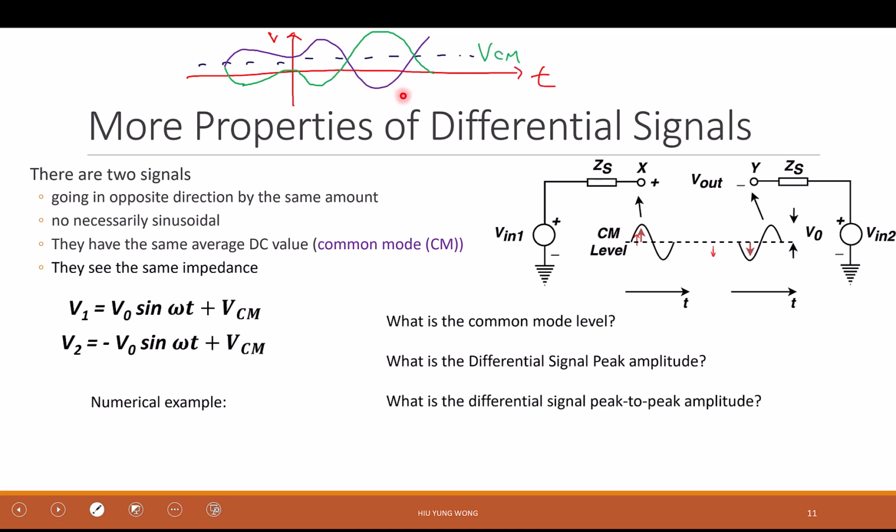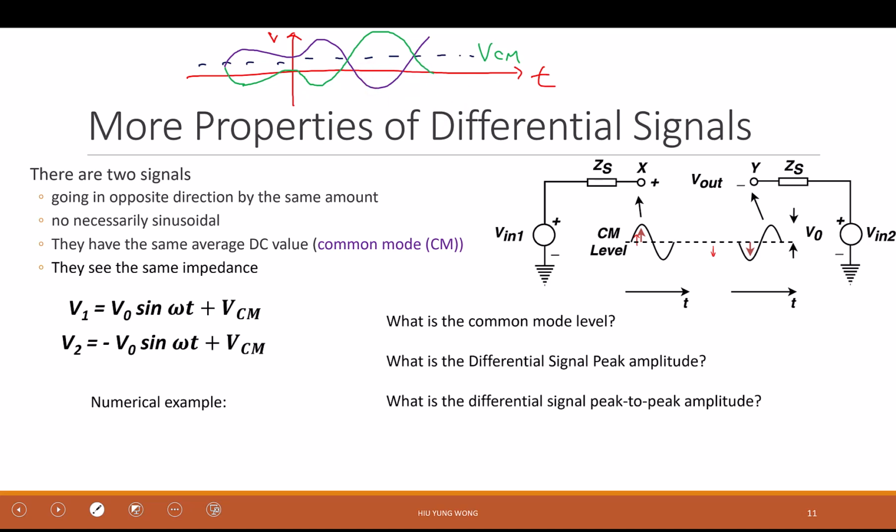Okay, by the same amount, then they are differential. Just think about the lever, right? They always just go in the opposite direction. Is this okay? Now, why is this important? Because later we are going to use some skill to analyze the differential circuit, which can simplify the calculation a lot. But you need to make sure your signal is differential.